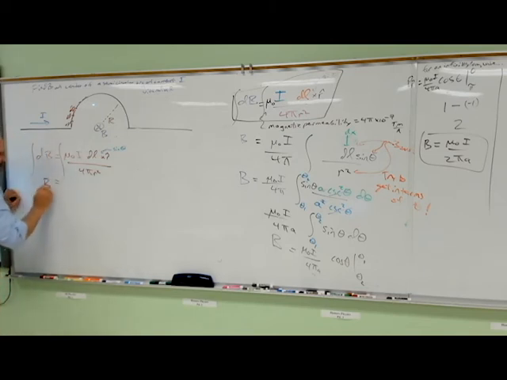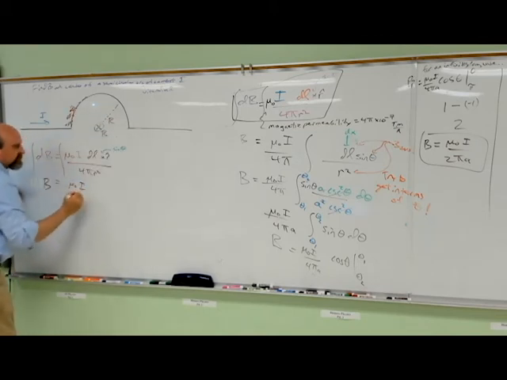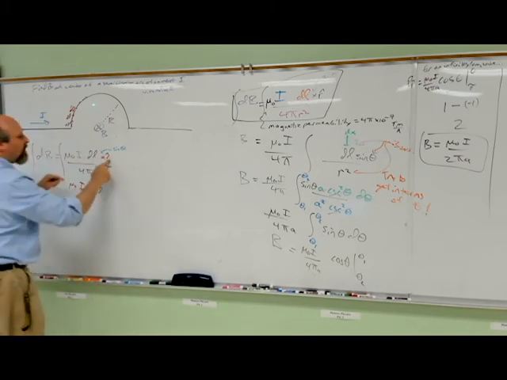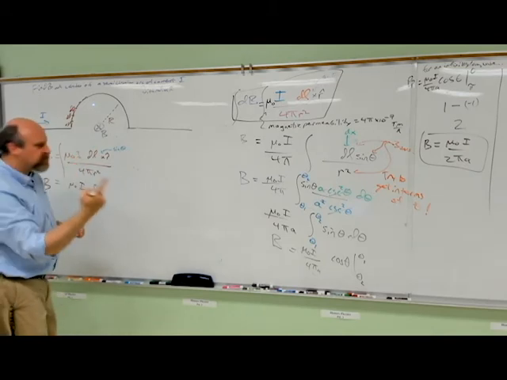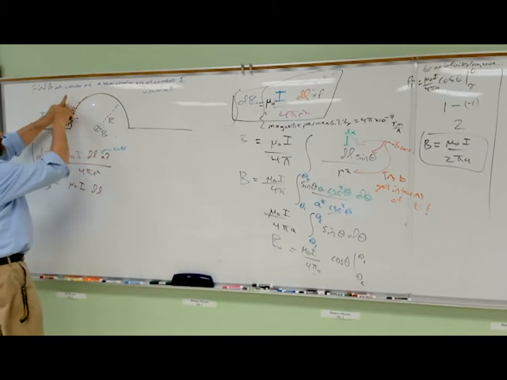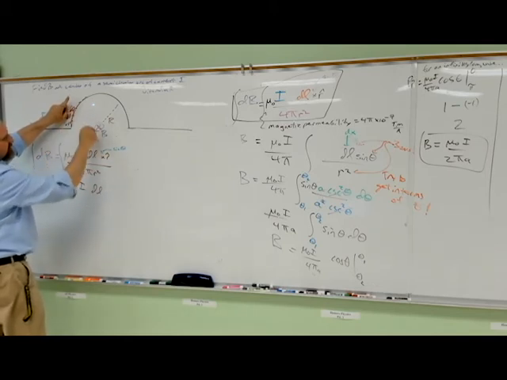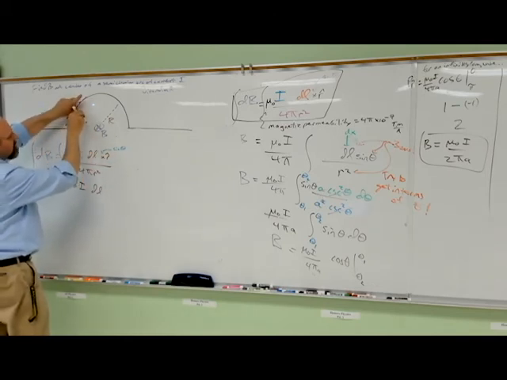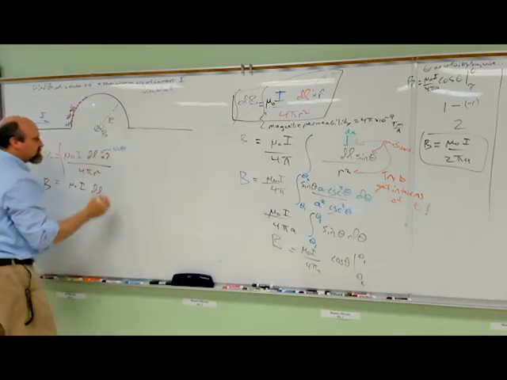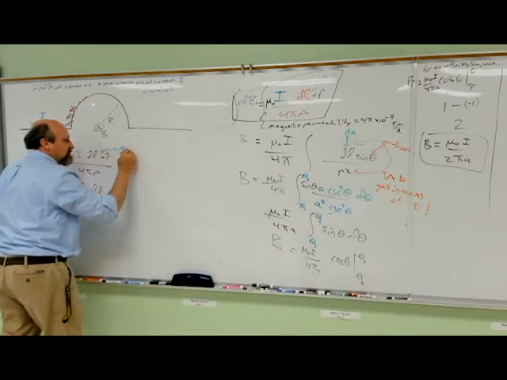What have I got? Well, mu naught's a constant. The current flowing all through here is a constant. I've got that dl, cross r hat. Well, r hat is just 1. It's a unit vector. Its value is 1. The sine theta is the angle between dl and its r vector going to the point we're measuring. Well, for a circle, that's just 90 degrees, isn't it? So in this case, that's sine of 90, which is just 1.